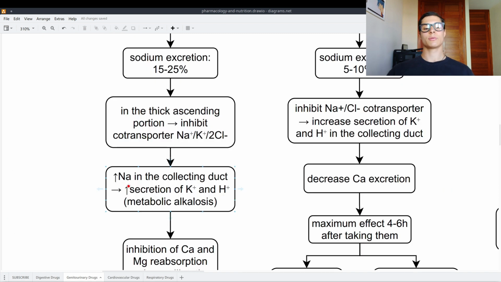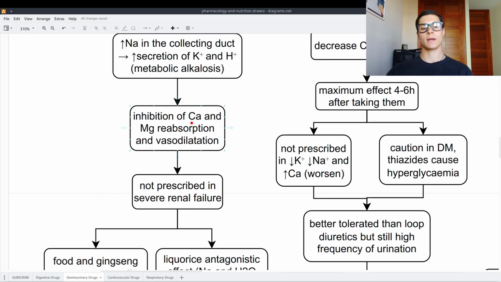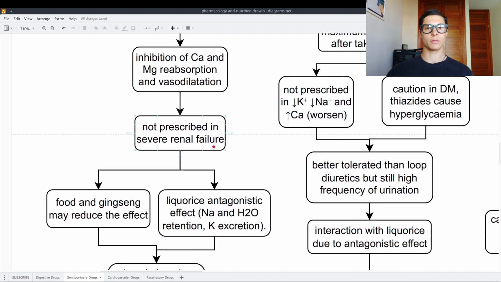What they do is to increase the sodium in the collecting duct, and therefore there will be a higher secretion of potassium and protons. This will create a metabolic alkalosis because we are getting rid of the acidity from the protons. There is also an inhibition of calcium and magnesium reabsorption and a vasodilation. They are not prescribed in severe renal failure.